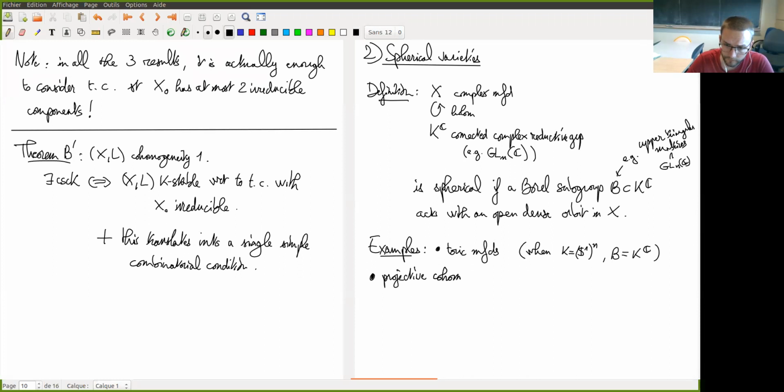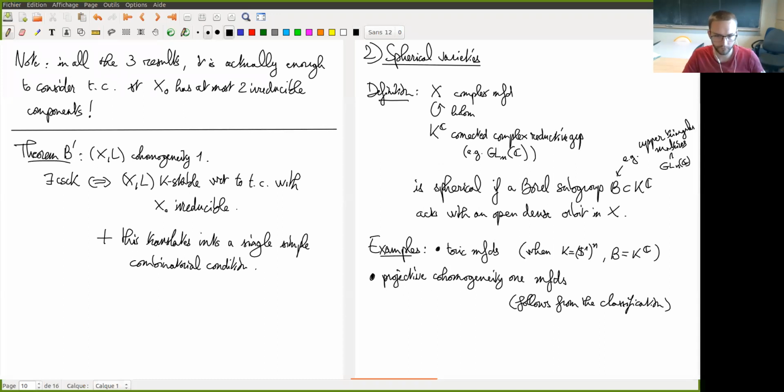projective cohomogeneity-one manifolds, and actually it's not obvious from the two definitions, and the only proof that I know, it's actually not really a proof. It's rather that it follows from the classification of cohomogeneity-one manifolds that they are all spherical. I mean, the projective assumption here is important. If you don't add the projective, you get cohomogeneity-one manifolds which are not spherical, where it doesn't even make sense because the compact group action does not complexify.